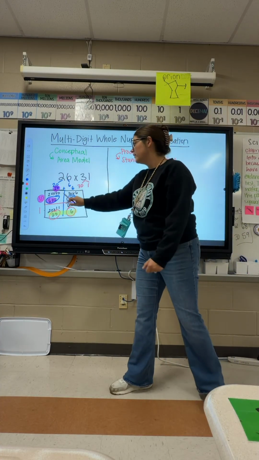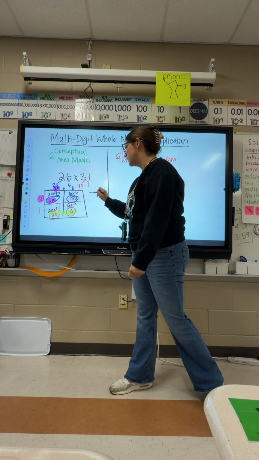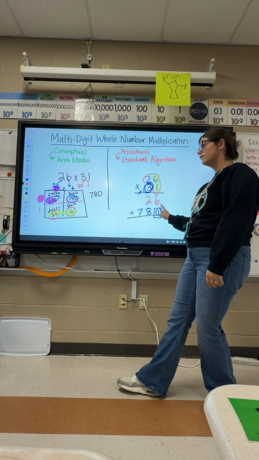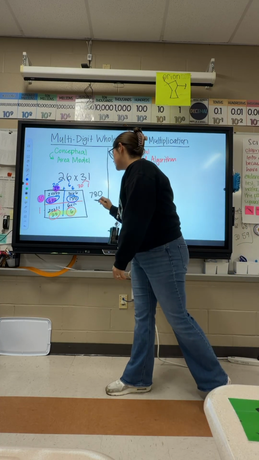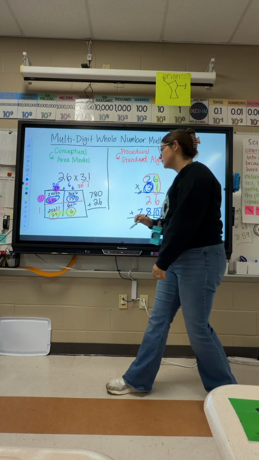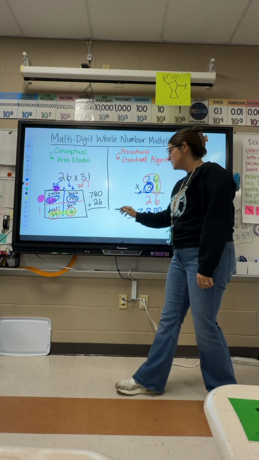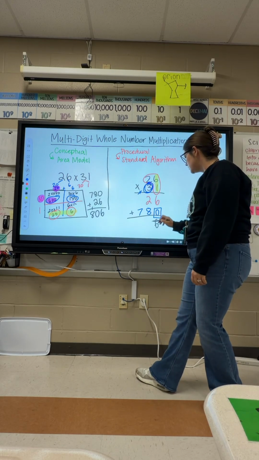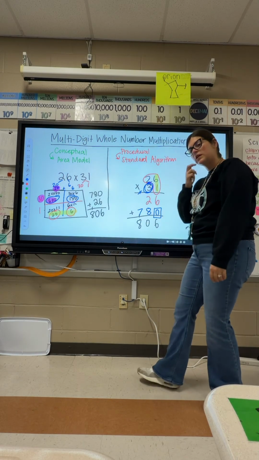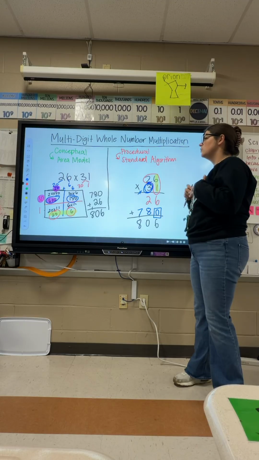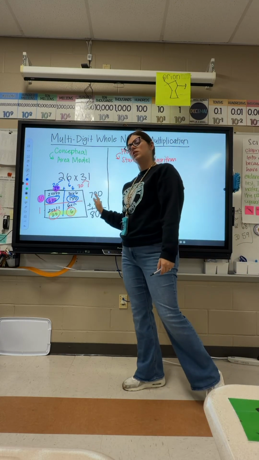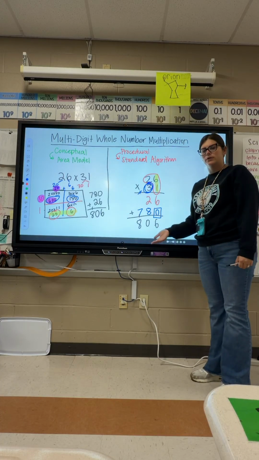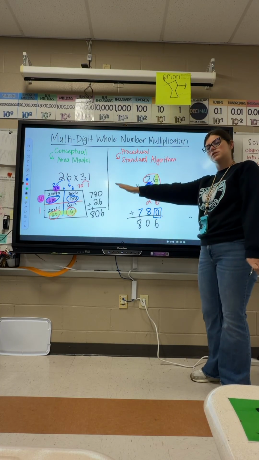In my area model, if I added this together, I would get 780 as my first partial product, which I also have represented here, and then I would have 26 as my second partial product, which I also have here. When I add these together, I get 806, no matter which method I use. My goal is to transition them from feeling like they have to use this to feeling more confident with the standard algorithm versus having to use the area model.